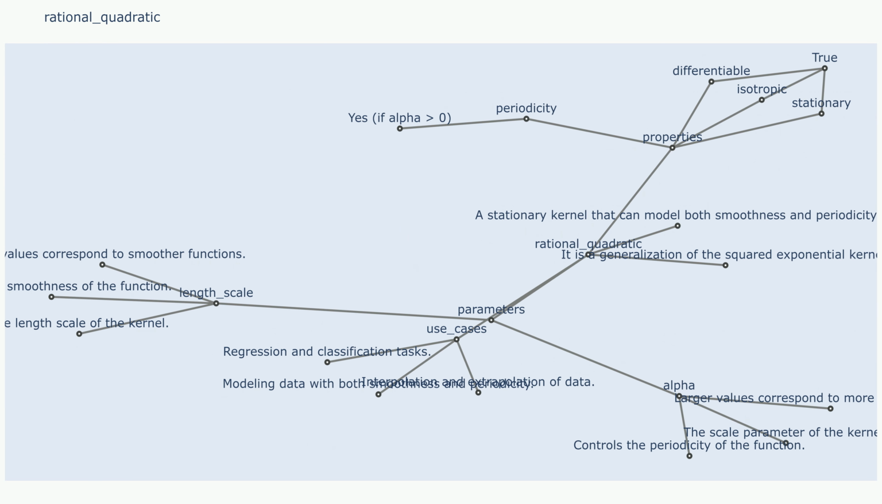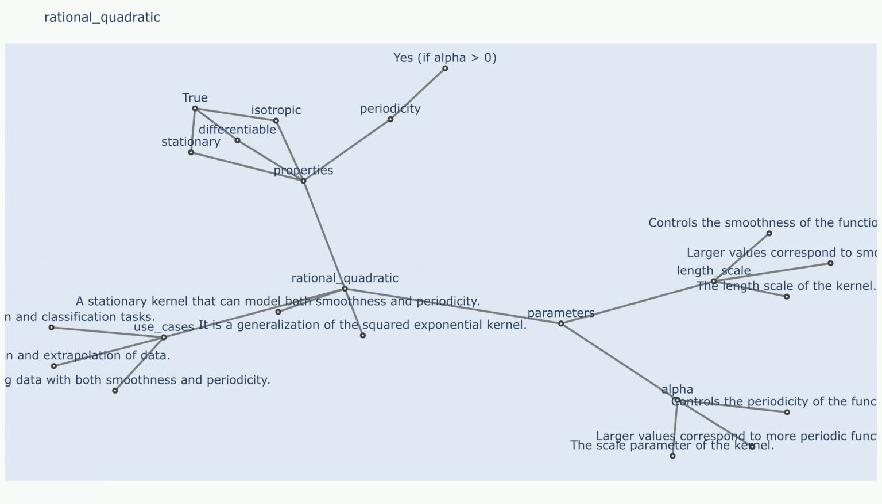Important considerations. Hyperparameter tuning. The performance of a GP model with a rational quadratic kernel highly depends on the values of its hyperparameters, length scale and alpha. Effective hyperparameter tuning is crucial for achieving optimal results. Techniques like grid search, random search, or Bayesian optimization can be employed for this purpose.